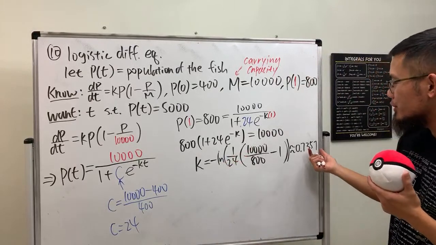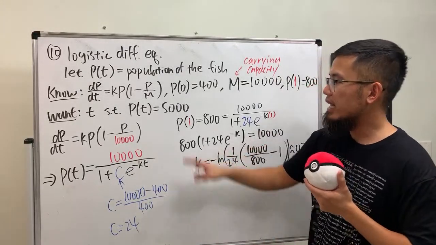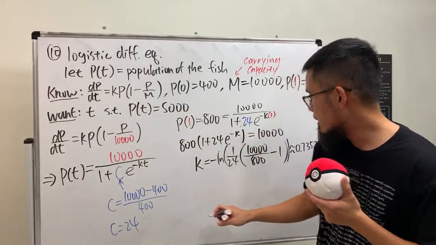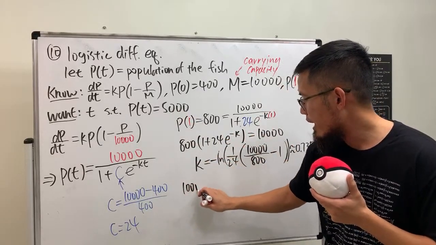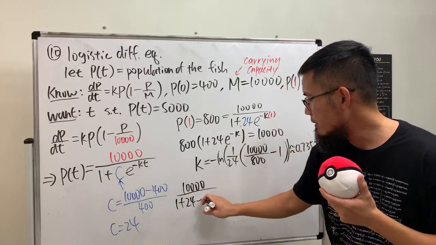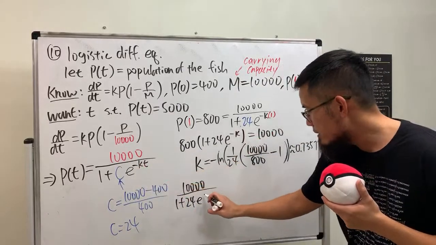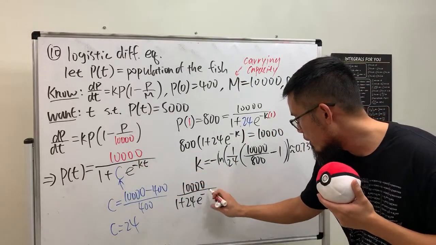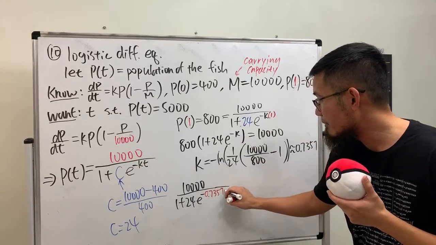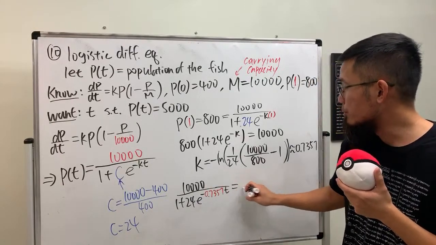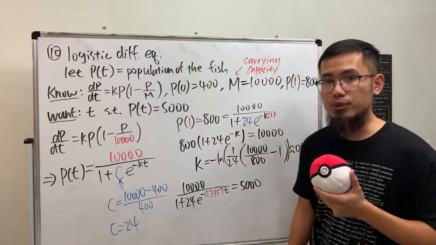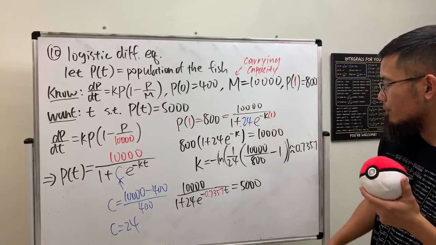Okay, now you can just put this back to the k right here, and the population right here is 5,000 that you want to get. So now you have the equation, which is 10,000 over 1 plus 24, and then you have e to the negative kt, right? So negative k is 0.7357, and then you have the t right here, and you want this to be 5,000, right? So that's what you are going to do. And again, you can solve this by the super way.